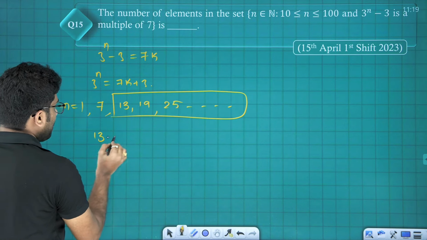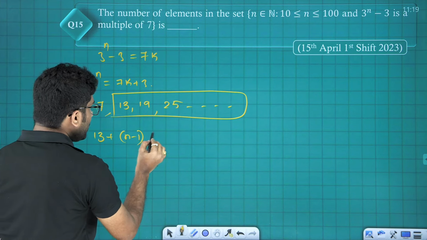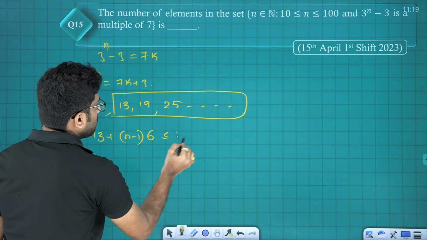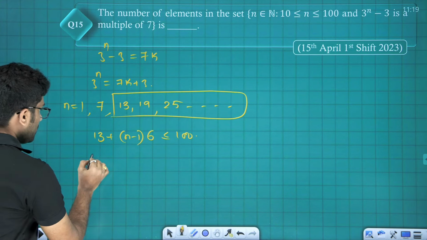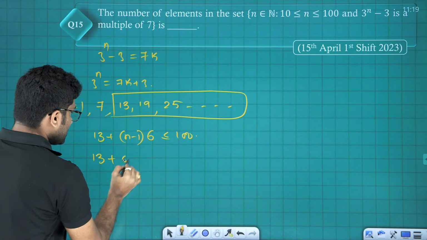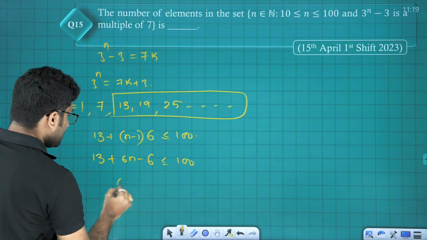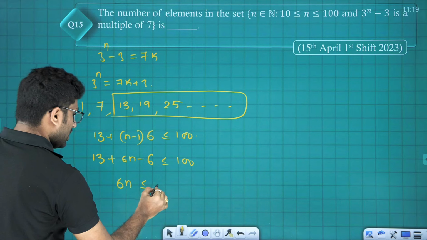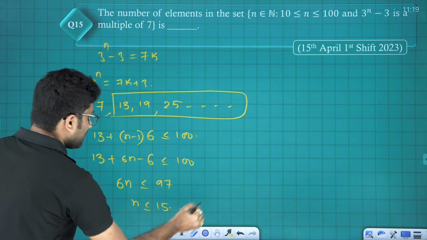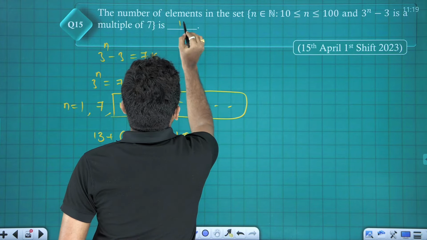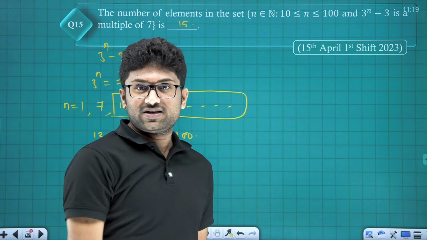Nth term is a plus n minus 1 into d, where d is 6, less than or equals to 100. So 13 plus 6n minus 6 less than or equals to 100. 13 minus 6 is 7. So 100 minus 7 is 93. So n is less than or equals to 15 point something. That means n is equal to 15. So the number of elements in this particular set is 15, friends. Okay.